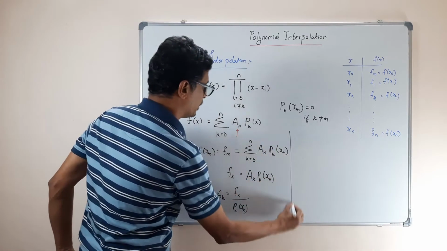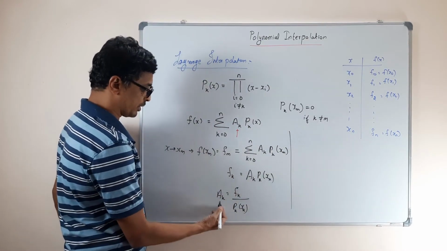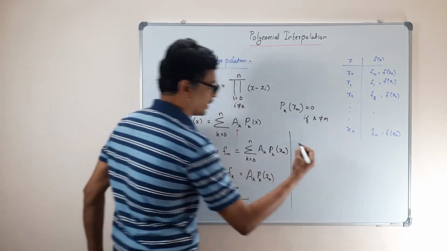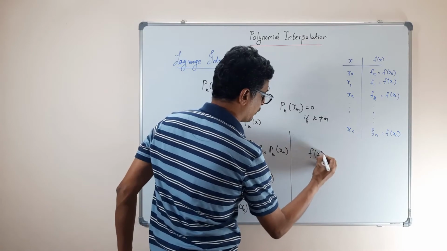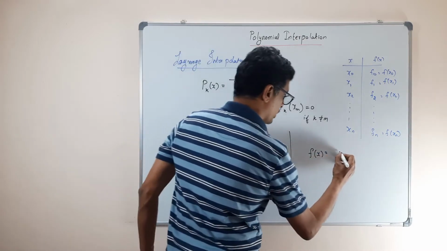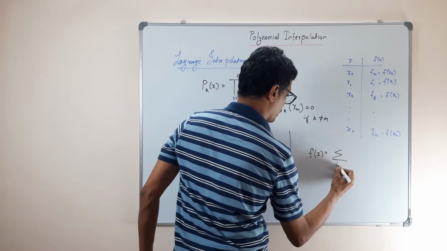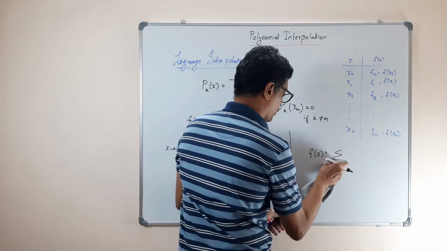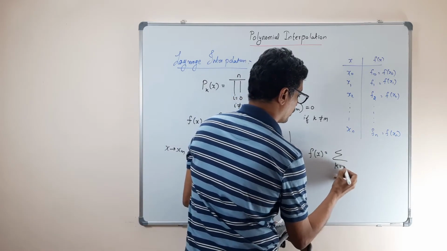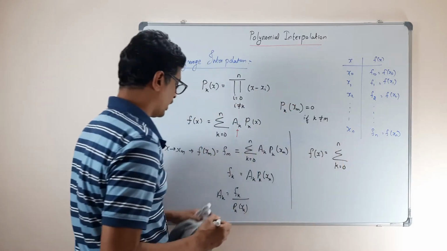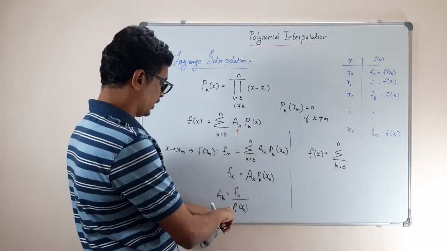Therefore, when you substitute this ak, our interpolating polynomial f of x is equal to the summation of k equal to 0 to n, and I am going to substitute in the place of ak this one.